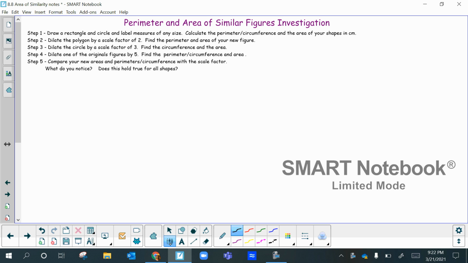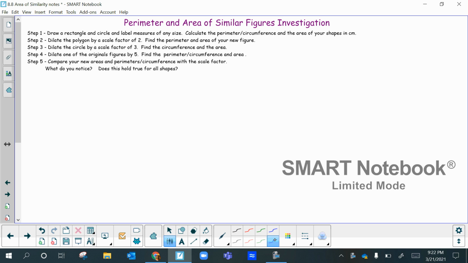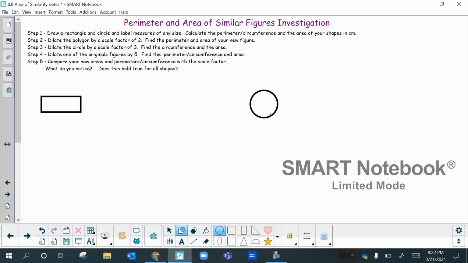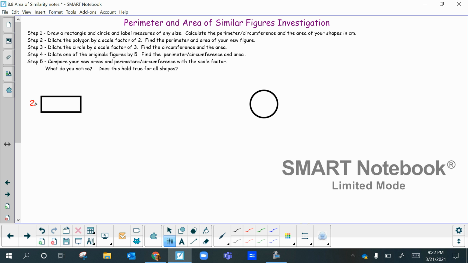Okay, so let's keep it real simple. So we're going to draw a rectangle. I'm going to use my little cheat tools here. I'm going to draw a rectangle here, and then I'm going to draw a circle over here. Let's talk about the measures here. Let's just say this is 2 and this is 4. And then we'll say this radius over here, let's make it 3.